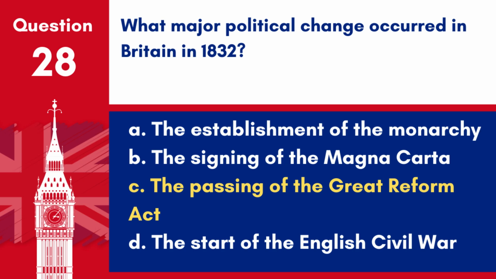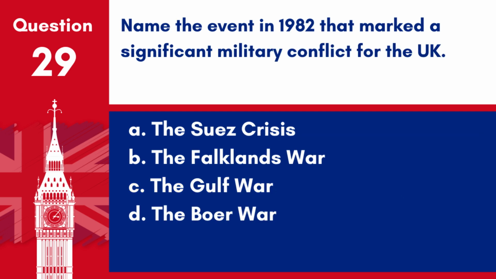Answer: C. The passing of the Great Reform Act. The Great Reform Act of 1832 was a major political change that reformed the electoral system in Britain. Question 29. Name the event in 1982 that marked a significant military conflict for the UK.